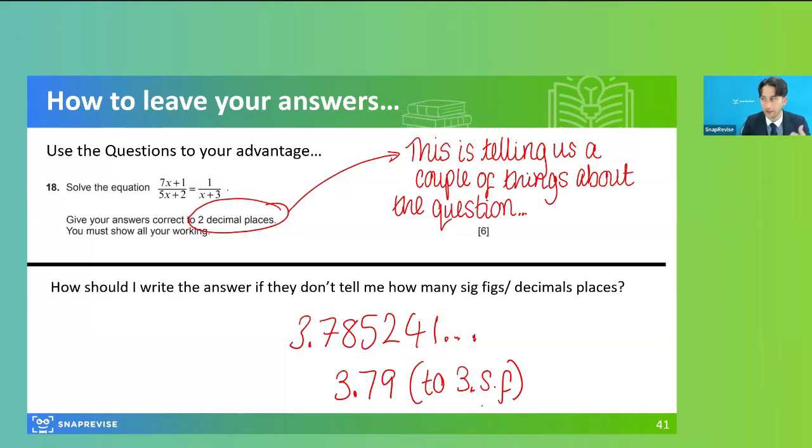If they ask you specifically to do it to 2dp and you don't, then you're going to lose a mark. But that's what I would suggest for this, that you should tell them if they don't tell you.